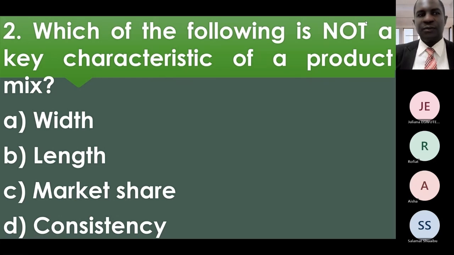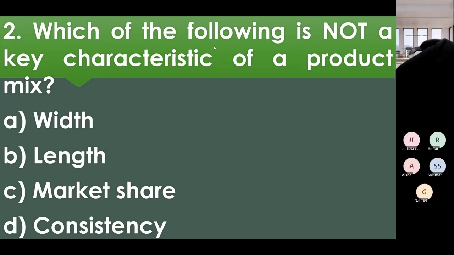Number 2. Which of the following is not a key characteristic of a product mix? A, the width. B, the length. C, market share. D, consistency. Are you sure it's D or B? I picked C. Who is going for C? Who is going for B? Aisha is going for C. Salmat is going for B. Who is going for D? Okay, Rufiat is going for D. C for cup. Okay, Salmat is going for C.